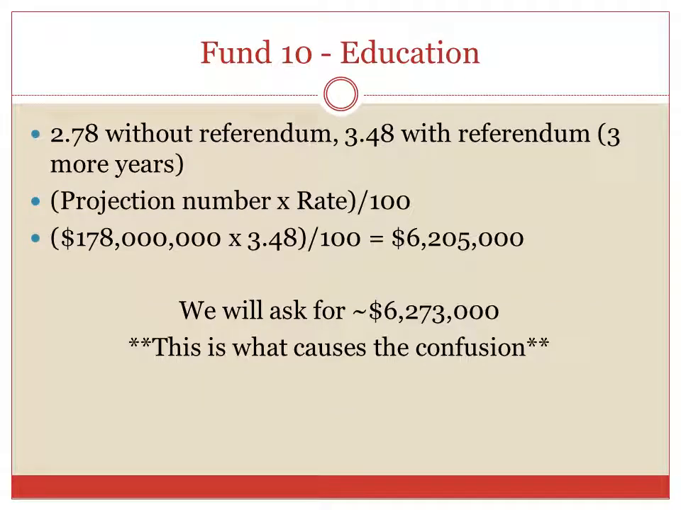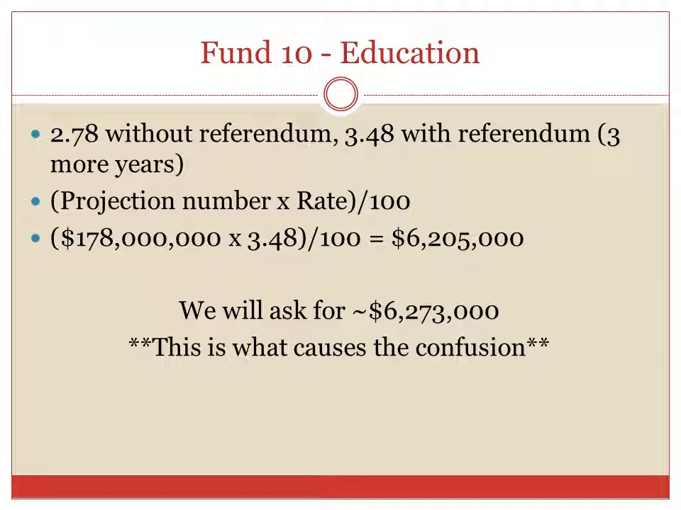And so Fund 10 is the major fund. That's where we spend everything in education, everything from our teacher salaries to administrator salaries, paraprofessionals, food service, etc. And so we have 3.48 is our fund cap. And so basically we take what the projected EAV is, multiply it by that, divide it by 100. You can see the math problem there. I'm not going to walk you all the way through it. But then you see that we should get around $6,205,000 in that fund.